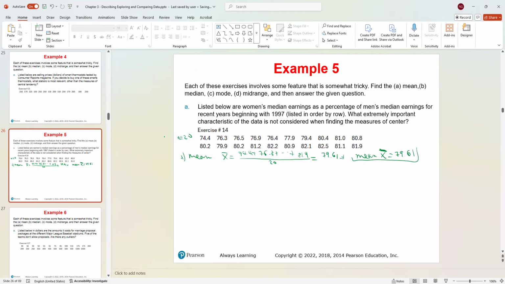79.61. That would be the mean. And do you remember how to find the median? Yes, for the median, you really need to reorder the data from the smallest to the largest and take the one exactly in the middle. Now, this is the problem with this data set.